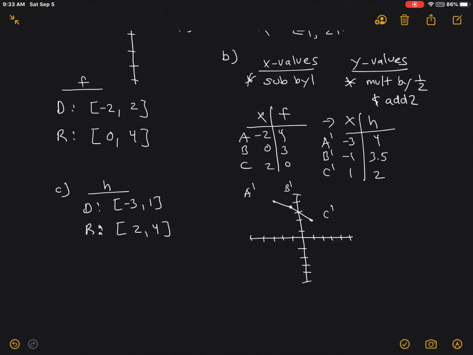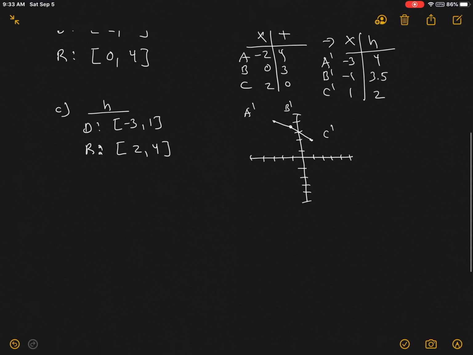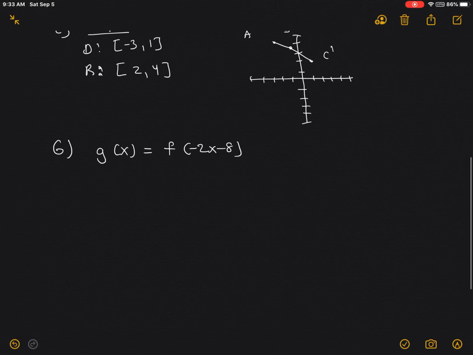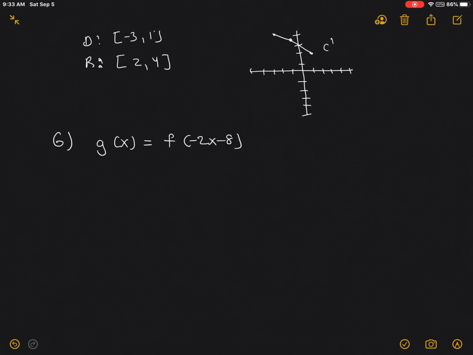All right, so there's example 2, number 5. So let's take a look at number 6 here. G of x is equal to f of -2x minus 8. Okay, so before you begin and start comparing to the parent function of f, notice there's a coefficient in front of the x, right? The coefficient, which is -2.